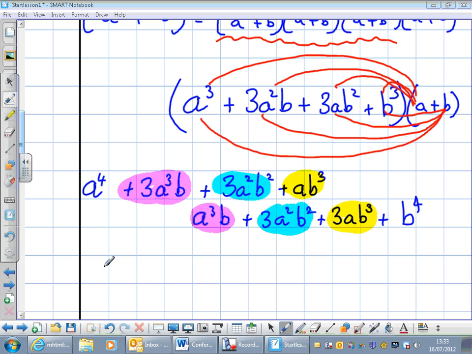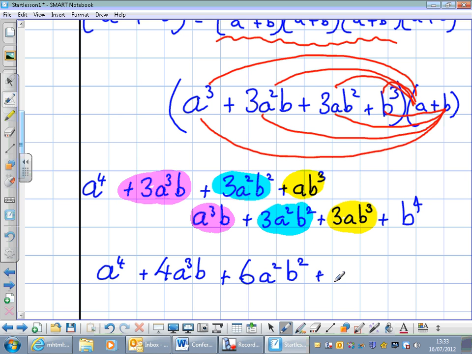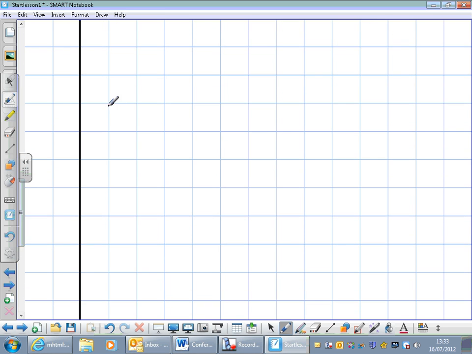So simplifying it, I get A to the power 4 plus 4A cubed B plus, these ones here in the middle, 6A squared B squared plus 4AB cubed plus B to the power 4. Right, now, I know this is a lengthy one. Let's just bring all these results together and see if we can work out a general rule. We're not going to prove it, we're just going to see if we can find a general rule.